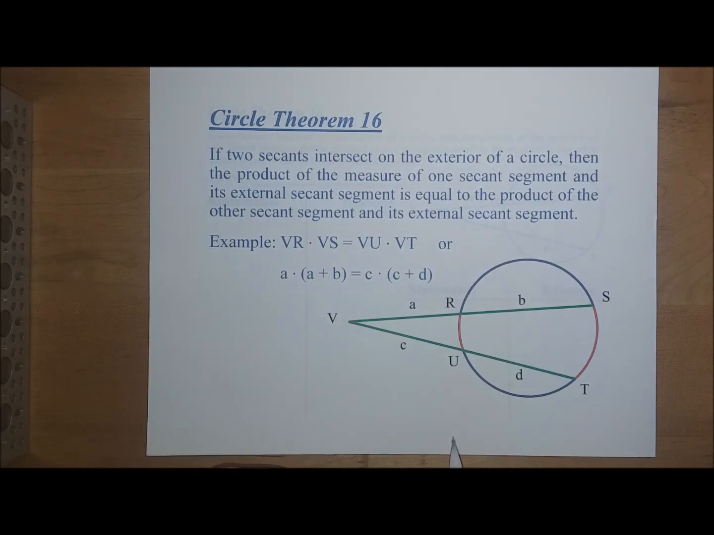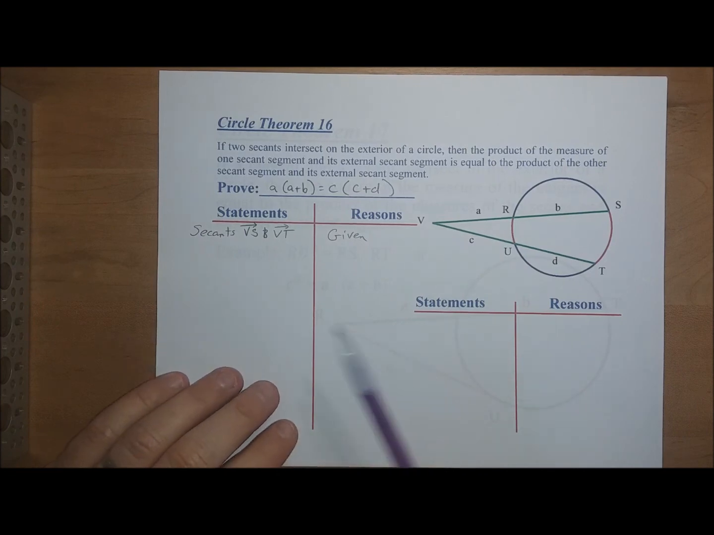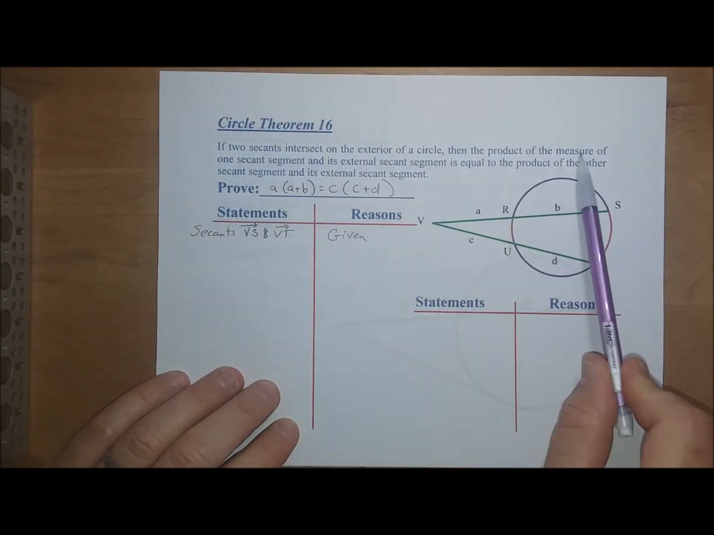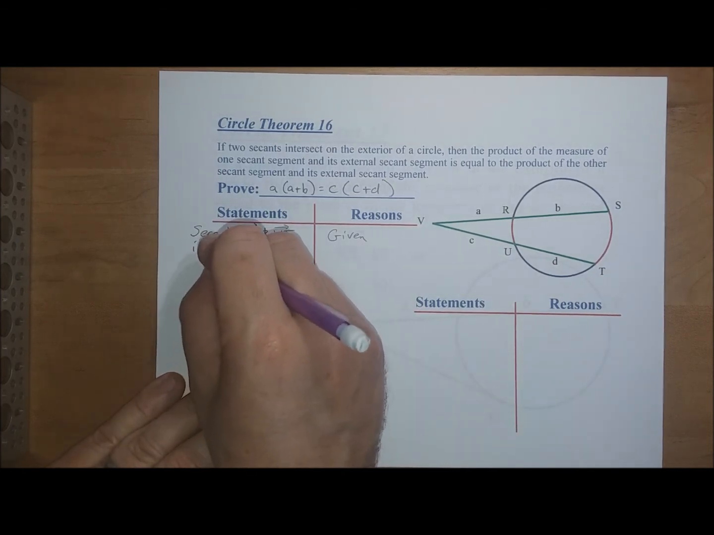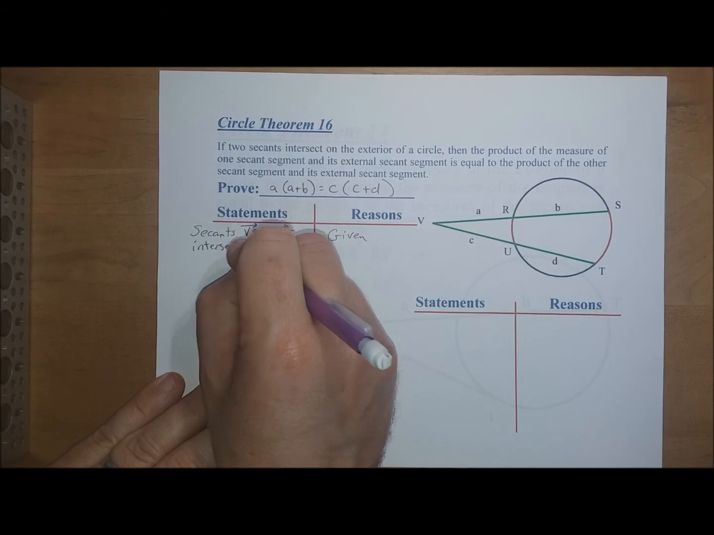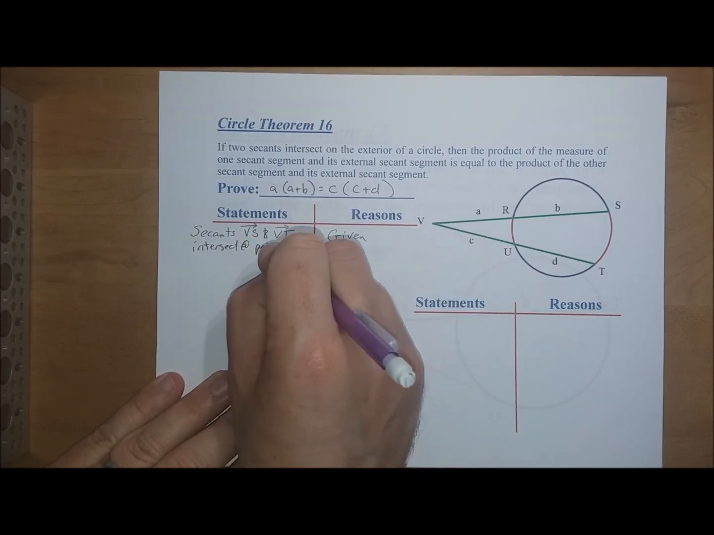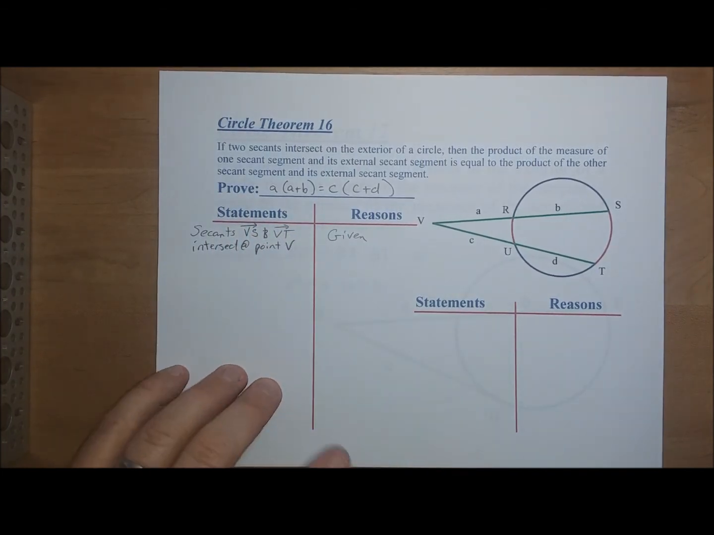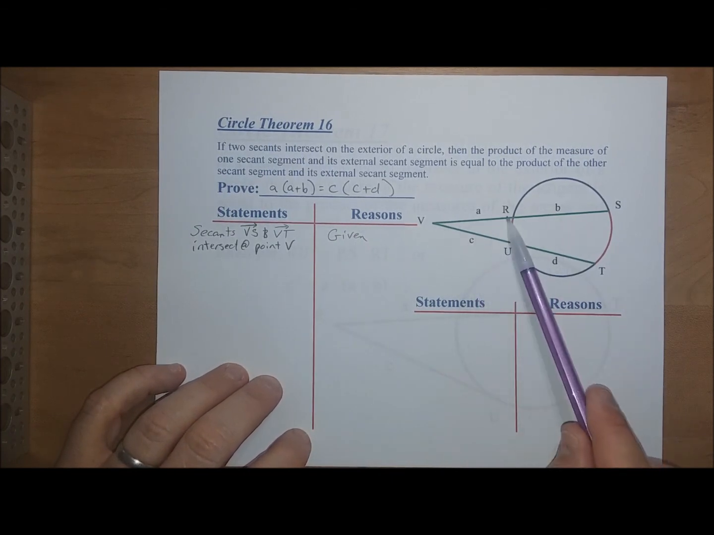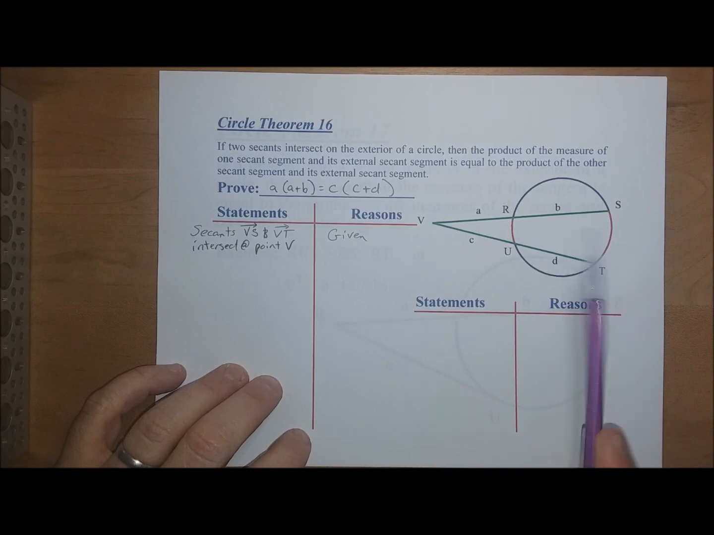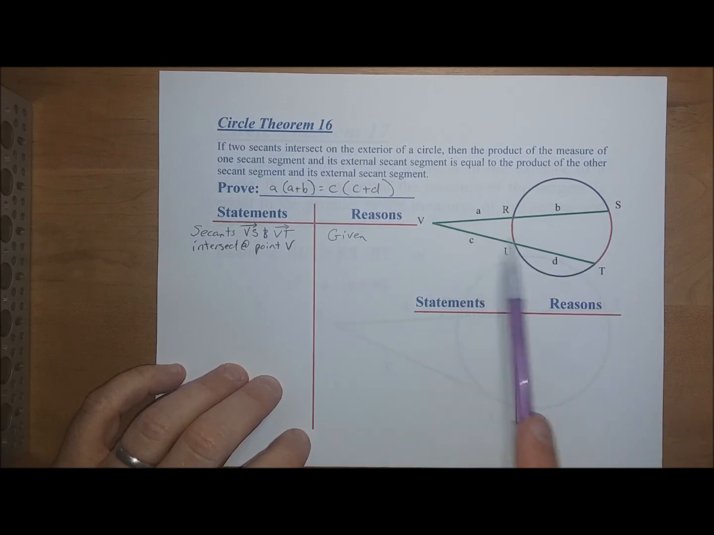How do we know this is true? Let's prove it. I've already set it up. I went through our hypothesis and I pulled out that we've got these secants VS and VT. I should just point out that they intersect at point V. That's our given. And what are they asking us to prove? They're asking us to prove that A times A plus B equals C times C plus D.